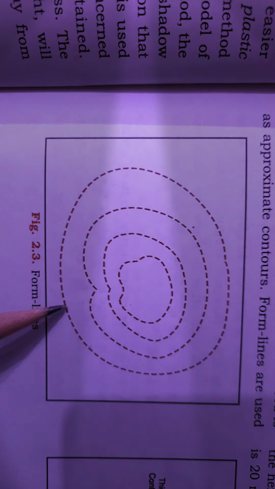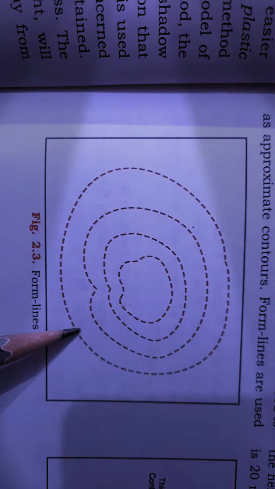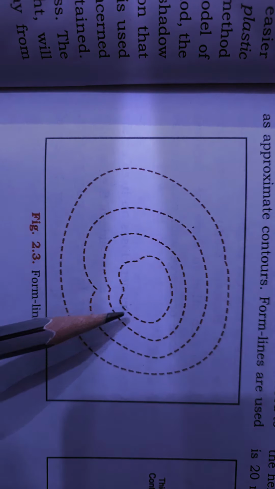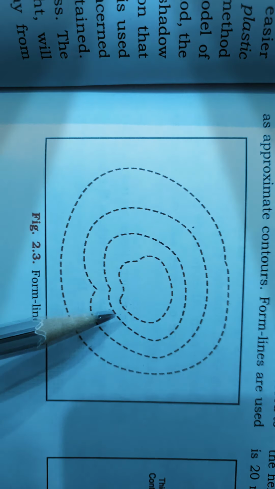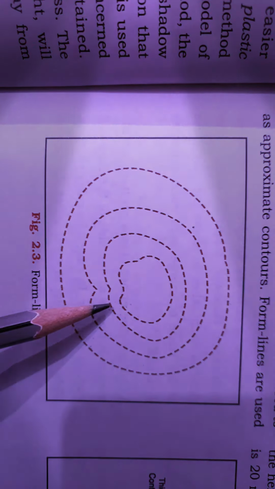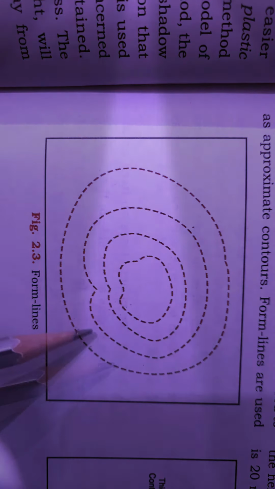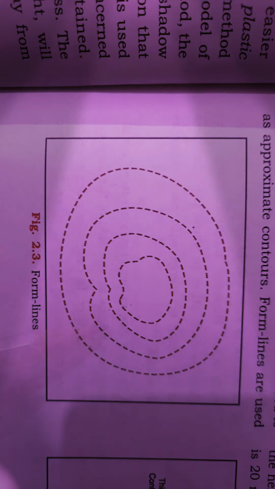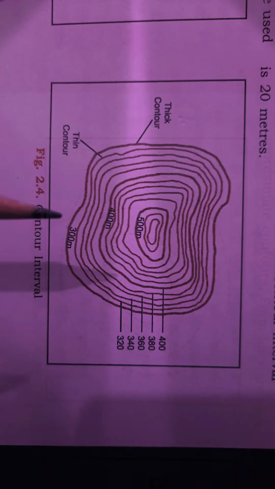So what are form lines? Form lines are short disconnected lines drawn down the contour, but which do not show the exact height or absolute height, since they are merely based on observation. That's why no numbering or values are given here, because these are merely based on observation. So these are called form lines.